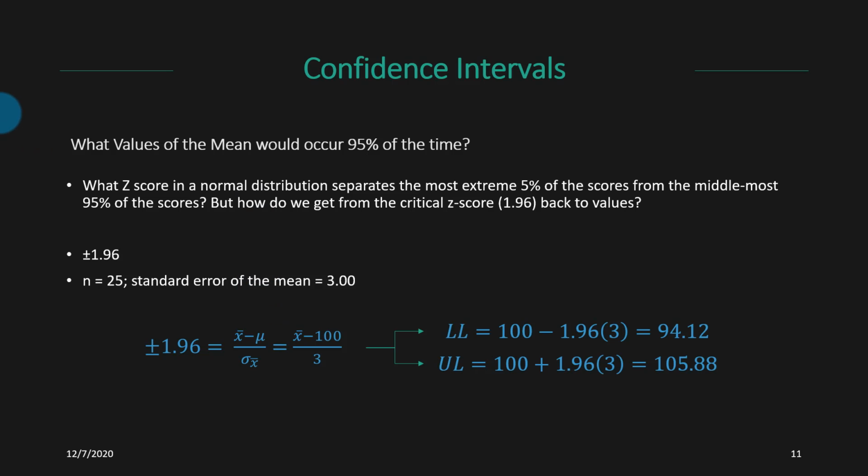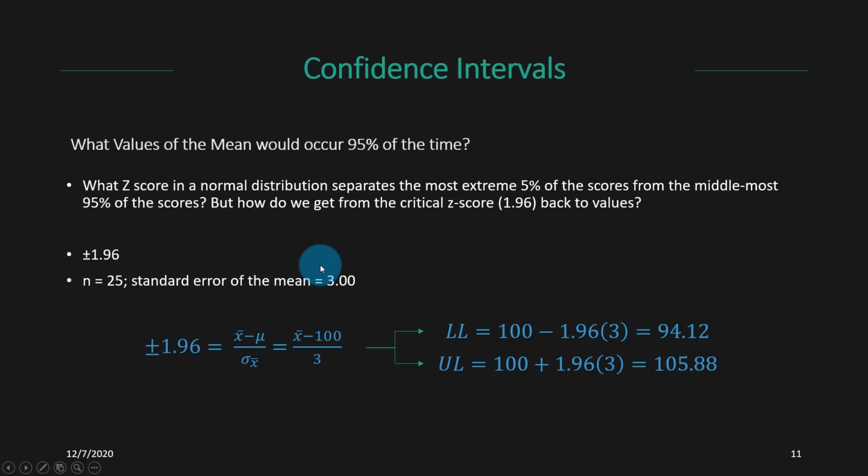So let's consider our three different examples again. And we're going to say now, rather than what's the probability of getting 103 or higher, what values of the mean would occur 95% of the time. Remember that we have a particular z-score which separates the most extreme 5% of the scores from the middle 95% of the scores, and that's 1.96. But the trick is, how do we get from 1.96 back to the actual values? We have this critical z-score, but we'd really like to know what the upper and lower limits are in terms of the original units. So we have to rearrange our formula a little bit in order to solve for the upper and lower limits.